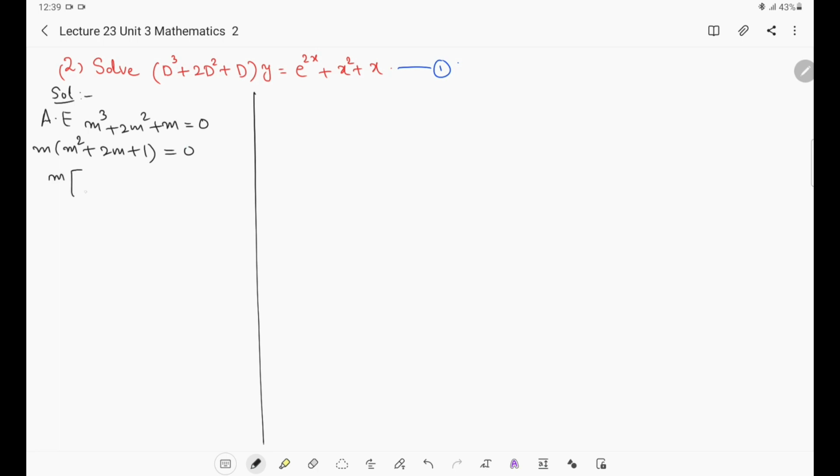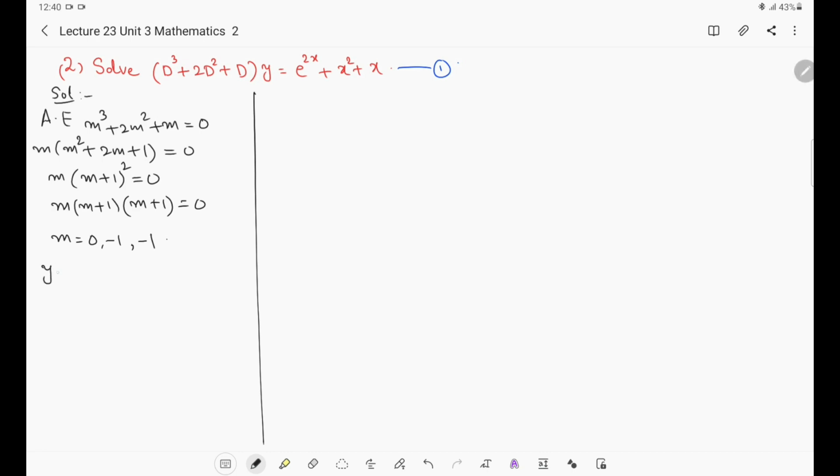Now let us factorize this. It is in the form of a square plus 2ab plus b square, so it can be written as (m plus 1) whole square equals 0. Now this is nothing but m into (m plus 1) into (m plus 1) equals 0. Then the roots will be m equals 0, minus 1 and minus 1. So these are real and repeated roots.